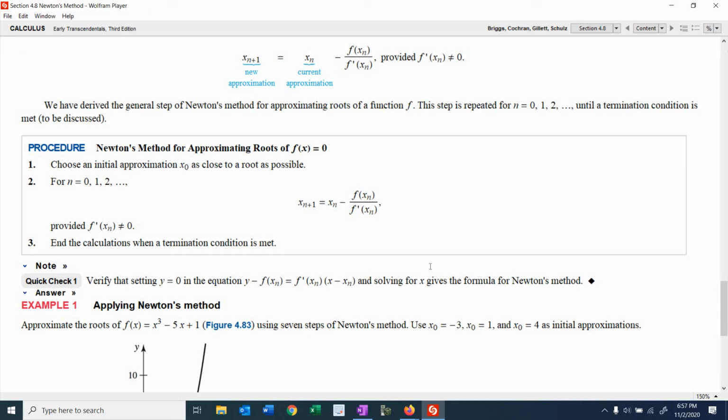Okay, so in the next video, we're going to use this formula and actually find an approximation for the x-intercept for some function using Newton's method. That's where this formula comes from.